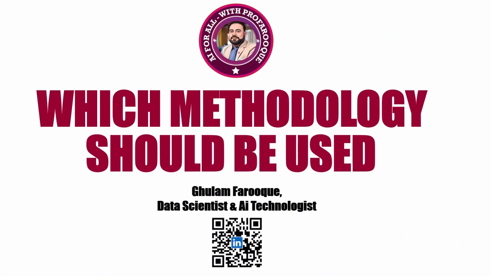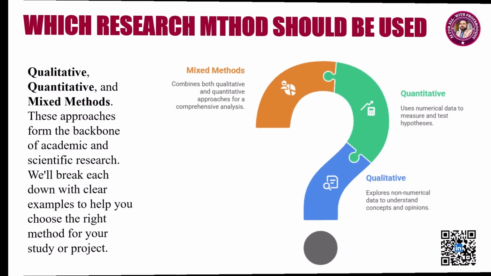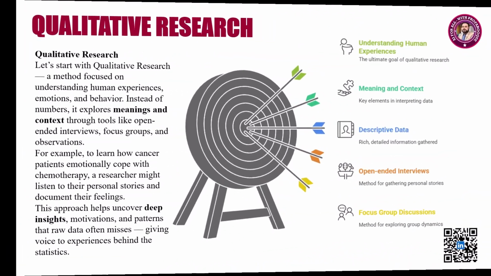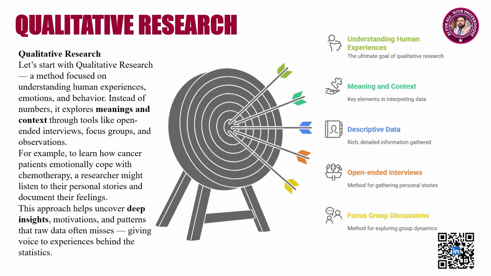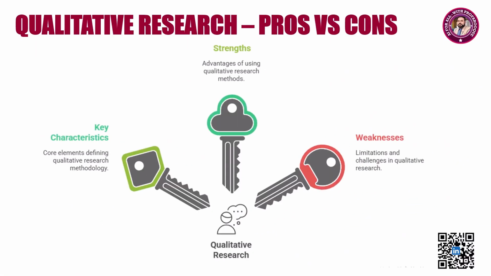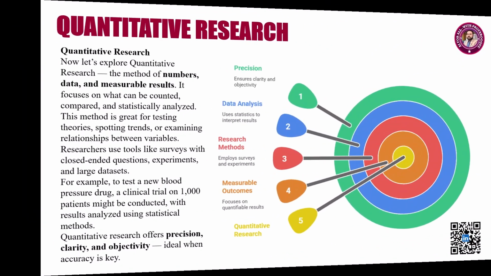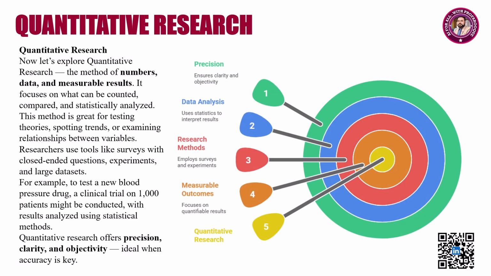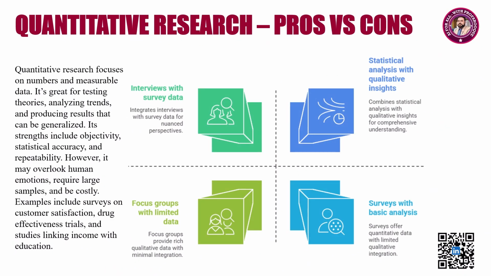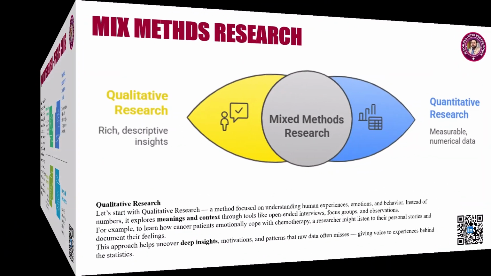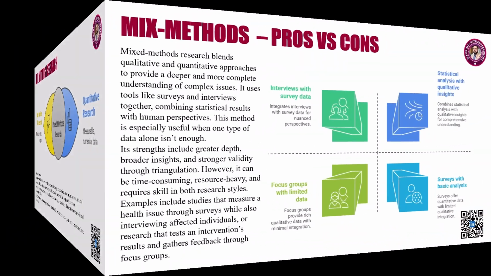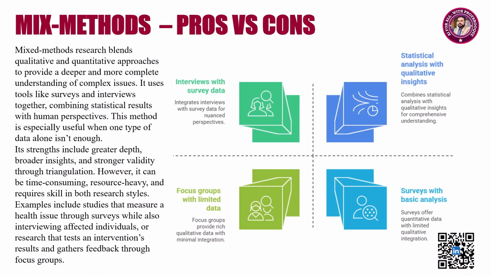In today's video, we're going to explore one of the most important foundations of academic and scientific research, the different types of research methods. Whether you are a student, a teacher, or a curious learner, understanding qualitative, quantitative, and mixed methods will help you choose the right approach for your studies or projects. Each method has its own style, tools, and purpose. And today, we'll break them down in a simple and practical way with real life examples.